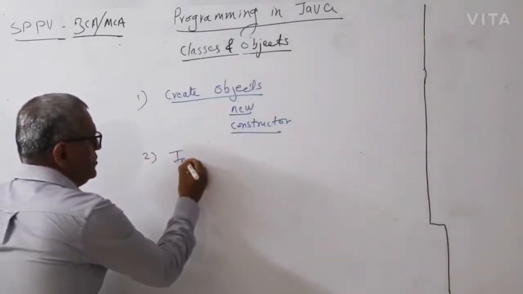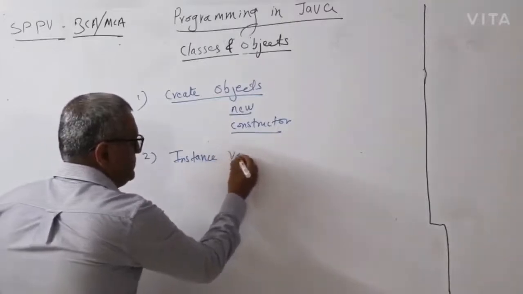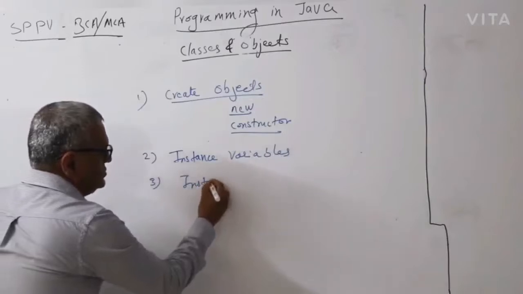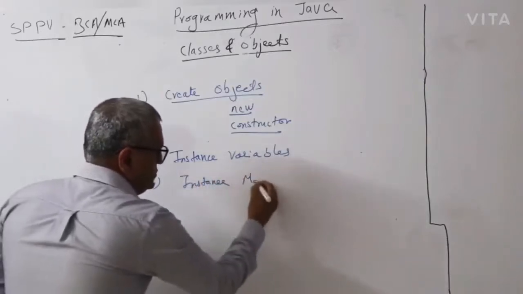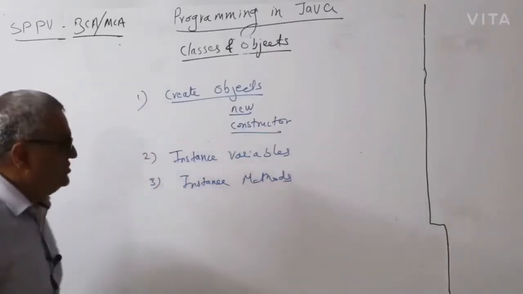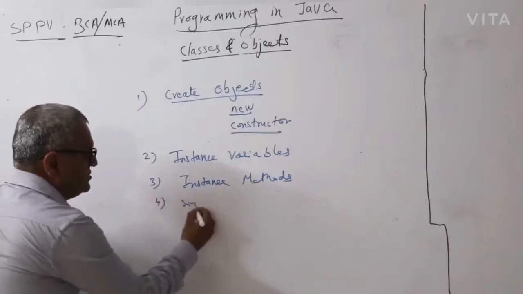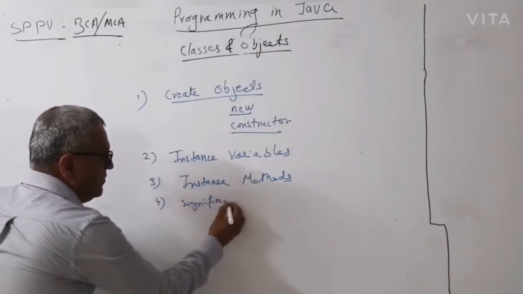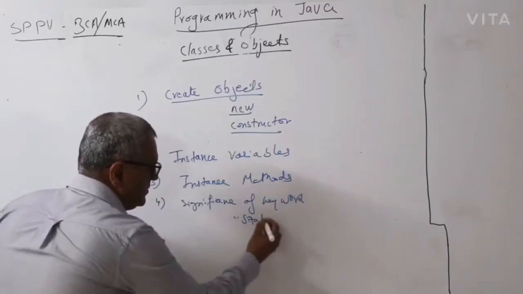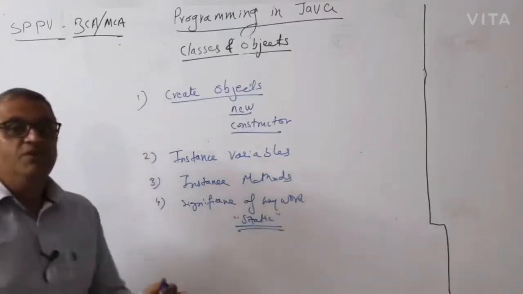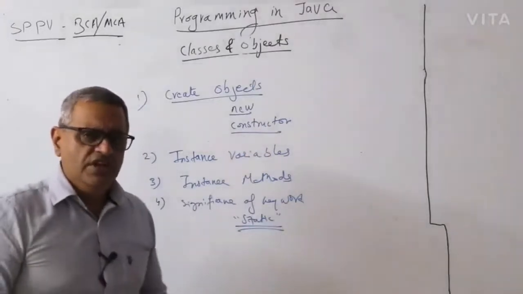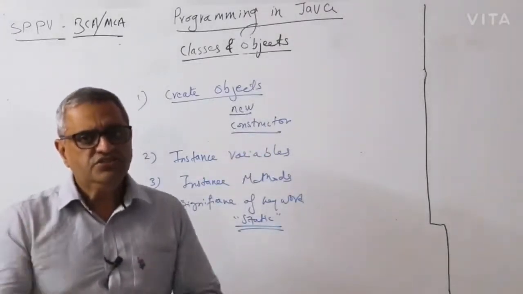Second, we will learn what are instance variables. Third, we will learn what are instance methods. So what are instance variables, what are instance methods? And the significance of the keyword static, which is used before the declaration of a method. So these are the certain things which we are going to learn in today's video.